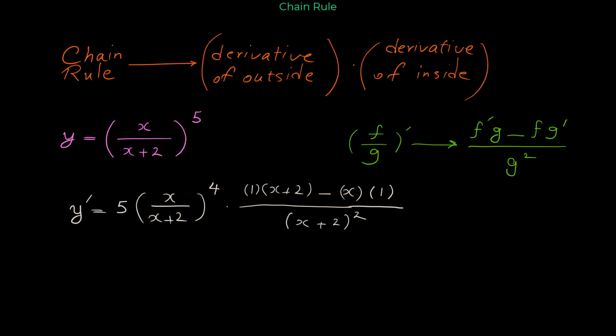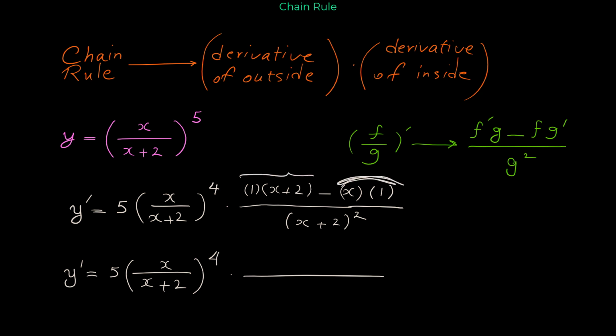If you want, for example, you can simplify the numerator of the fraction that we have here. Let me show you what happens if we simplify the numerator. y prime equals 5 times (x over x plus 2) to the 4 times, in this expression, x plus 2 minus x. x plus 2 minus x is just 2. So in the numerator we only have 2, and in the denominator we have (x plus 2) to the 2. So if you want, you can simplify your answer in this way.